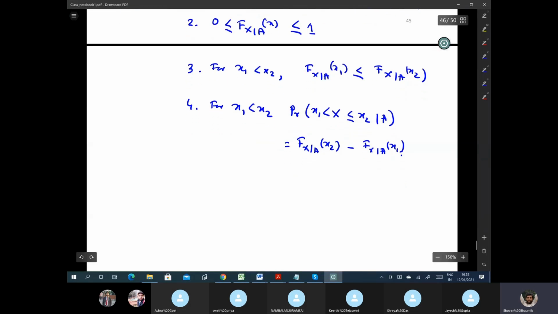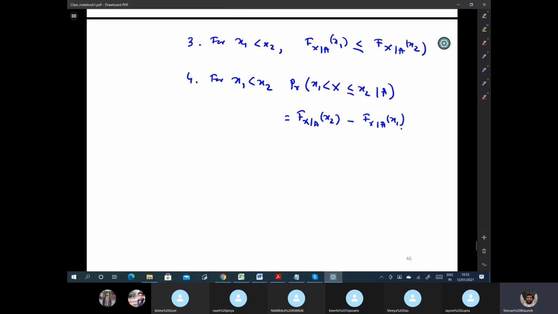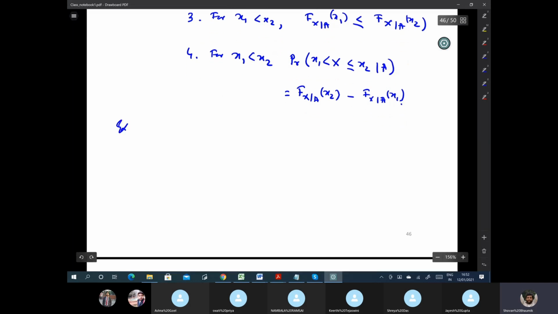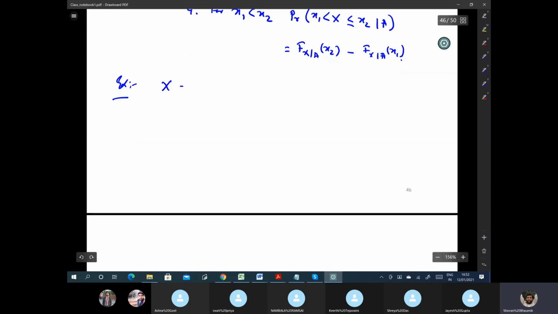Okay, now let's do some examples. Example: suppose X is a random variable and suppose it is uniformly distributed over the interval 0, 1.